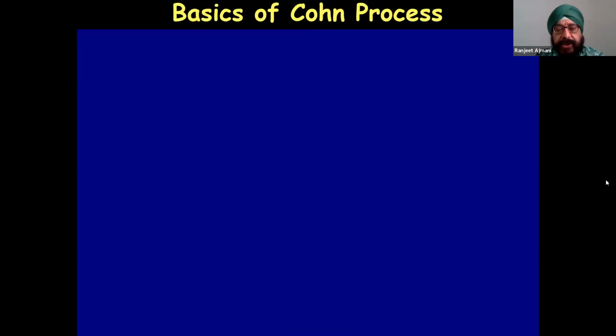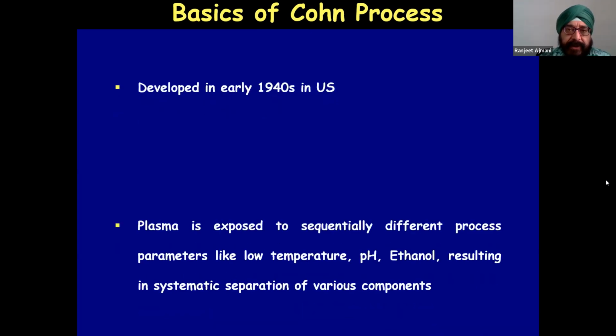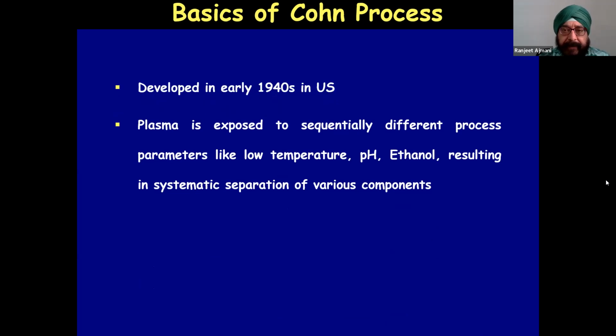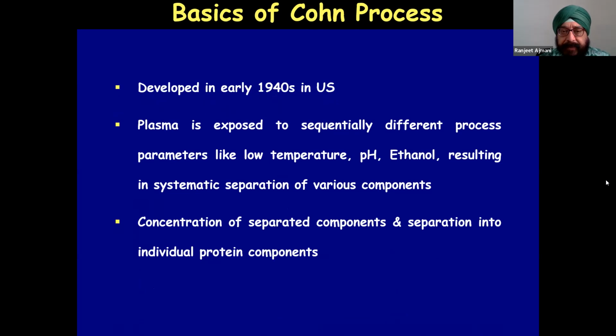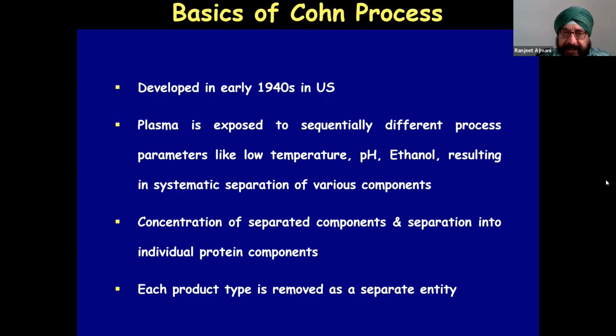I am not presenting pictures of chromatography, because this is a separation technology where you run the plasma through a column, and eventually you separate the proteins based on certain procedures. As I said, Cohn was developed during the Second World War. Here you expose the plasma to low temperature, different pH, and ethanol, resulting in systematic separation of various protein components. These proteins are purified, and the others are separated into different entities.